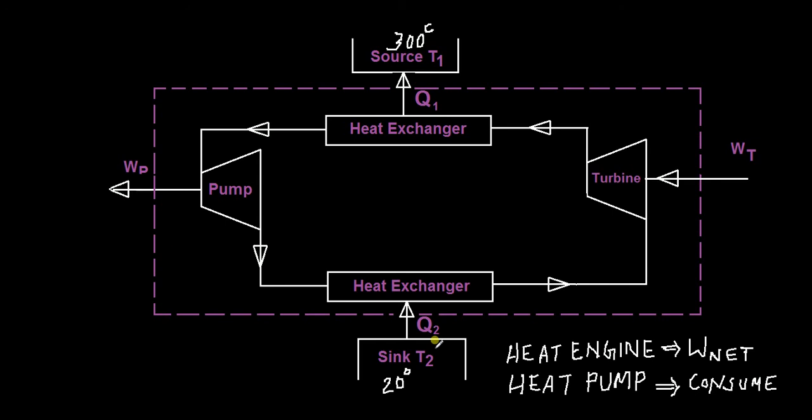A heat engine produces net work and a heat pump consumes net work. A heat engine moves heat from a high temperature source to a low temperature sink, whereas a heat pump moves heat from a low temperature source to a high temperature sink. We will see more of the different types of refrigeration and heat engine cycles in the next videos.